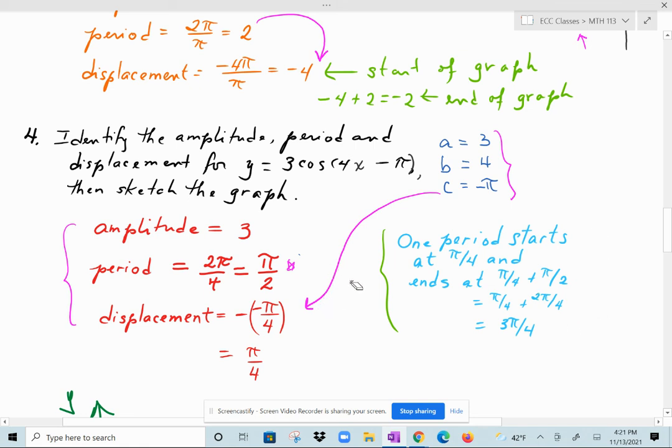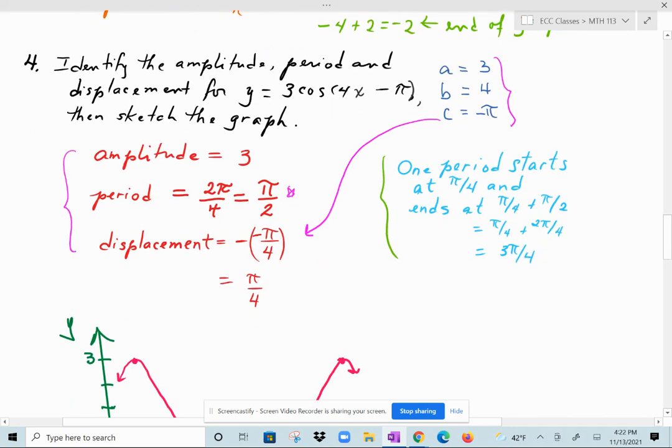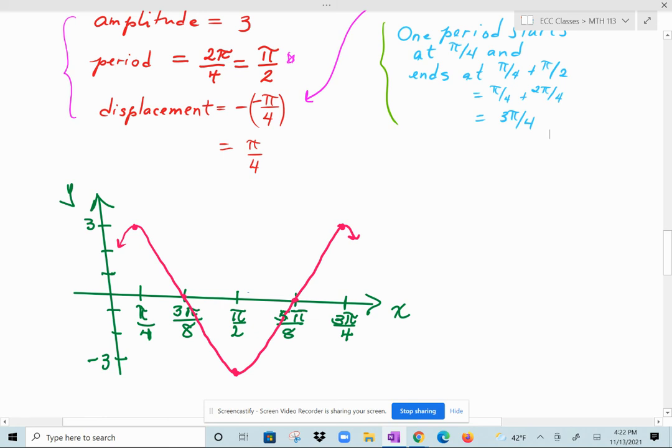Okay, so I know it starts at pi over 4, ends at 3 pi over 4. That means my graph is going to be only in quadrants 1 and 4. Those are both positive values. So here's the beginning, pi over 4, and here's the end, 3 pi over 4. The middle of that is pi over 2.